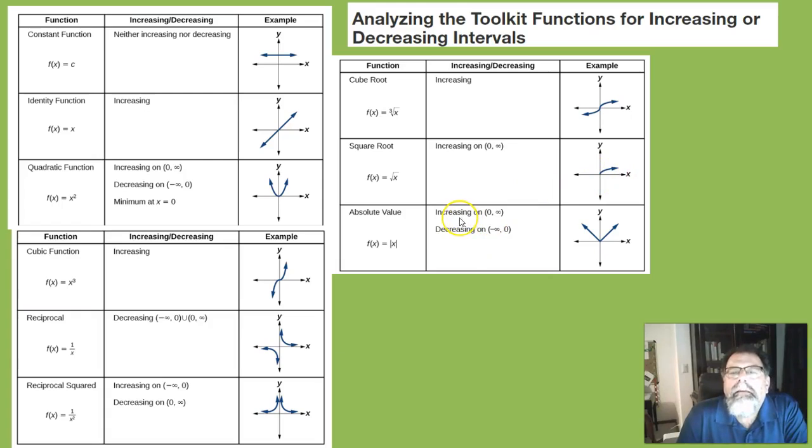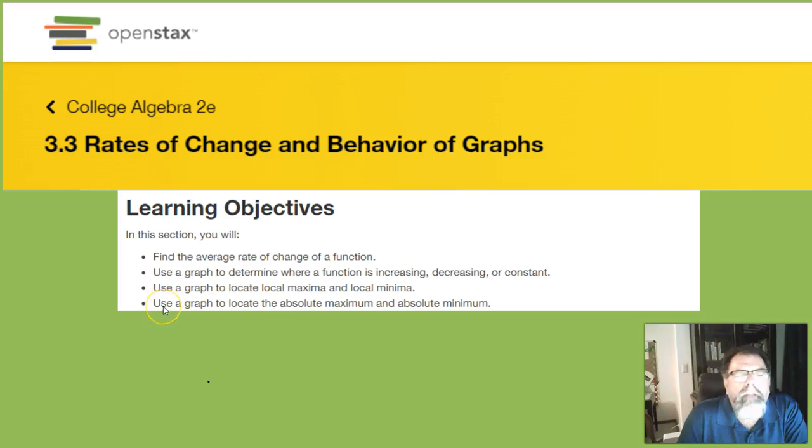And then absolute value is increasing on the right side and decreasing on the left side. Okay, so you should be real familiar with these. You're going to see them a lot, especially when we get to the chapter where we learn the transformations. Okay, and on to the last learning objective for today. Use a graph to locate the absolute maximum and absolute minimum.